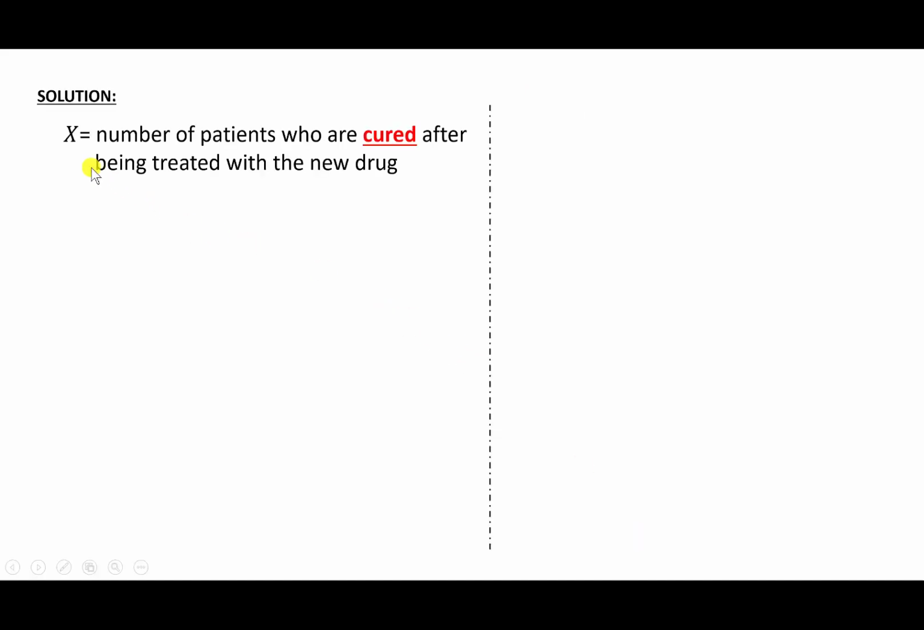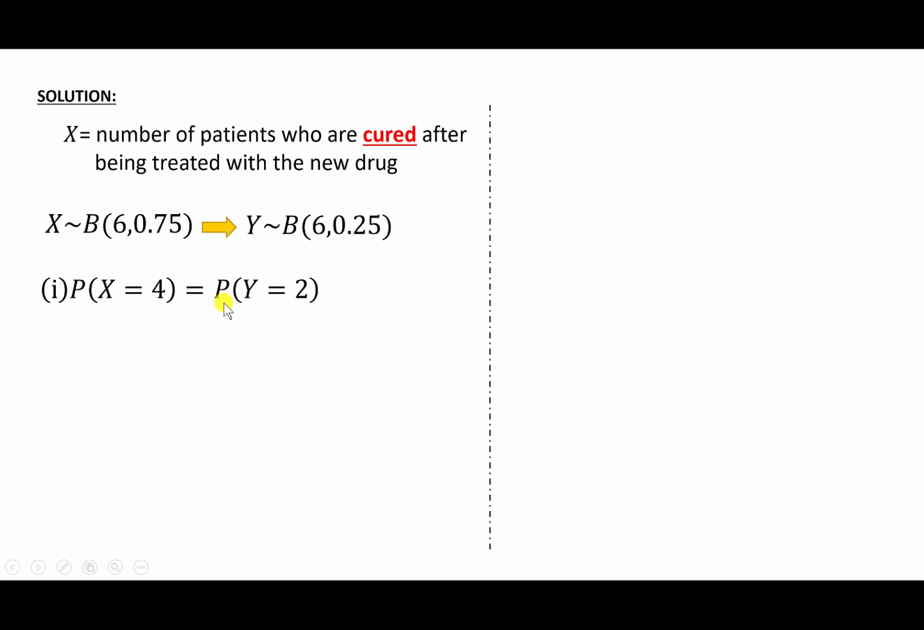The solution: let's say X is the number of patients who are cured after being treated with the new drug. So that is the binomial notation. Since P is greater than 0.5, what we need to do is change into the Y random variable. Means that 0.25 is the probability that the patient is not cured. So for question 1, X equal to 4, we change into the Y random variable. It becomes probability Y equal to 2, since 6 minus 4 is 2. Means that 2 patients are not cured.